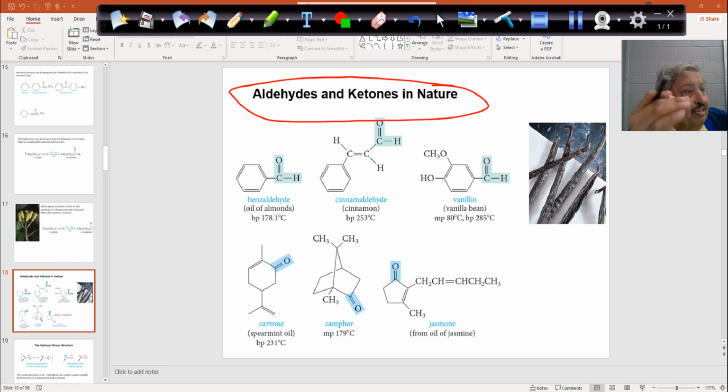Anything that smells very good from the fruits, especially the fruits, has aldehydes and ketones, and some veggies as well. Vanilla is not a fruit, that's part of the veggies. Cinnamon, part of the veggies. They have a distinct smell, correct?